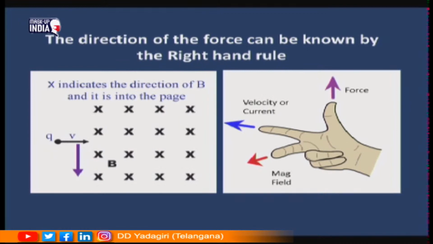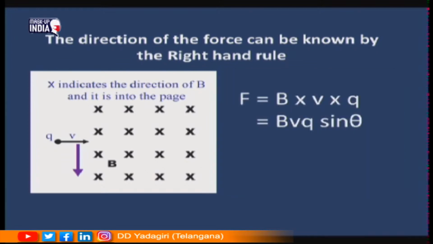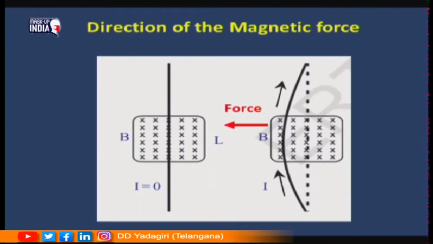Consider a positive charged particle which is moving with a velocity v in magnetic field B, then the direction of force acting on that charged particle is given by the right hand rule and which will be downwards. The magnitude of the force acting on the charged particle is given by BVQ sin theta, where theta is the angle between the velocity of the charged particle and the magnetic field. The direction of magnetic force acting on a wire is given by the right hand rule.